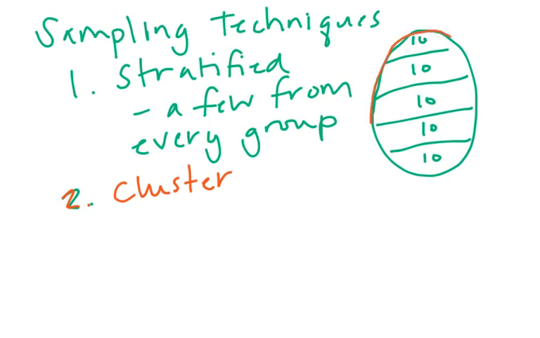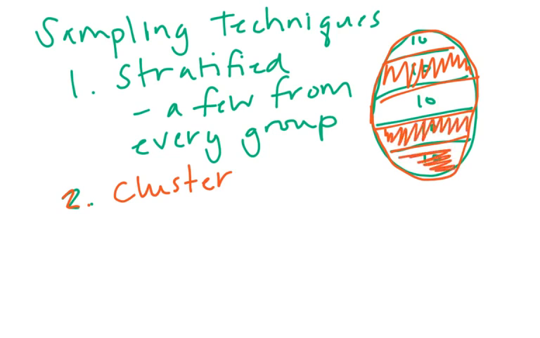Cluster says I again divide my population into groups. And what I'm going to do is I'm going to choose some of these groups. I'm going to talk to everyone in this group, and everyone in this group, and everyone in this group, and not these groups at all. So that's the difference between stratified and cluster. Cluster says I talk to everyone in some of the groups.